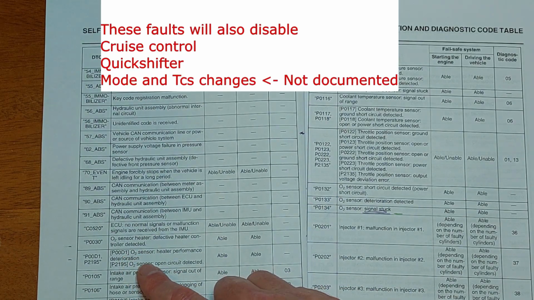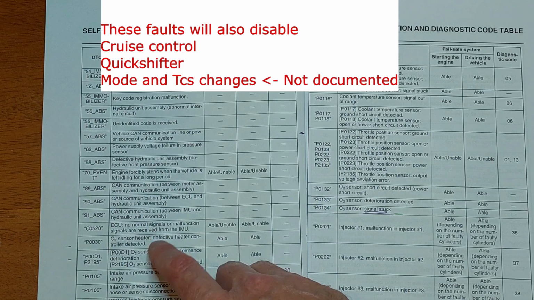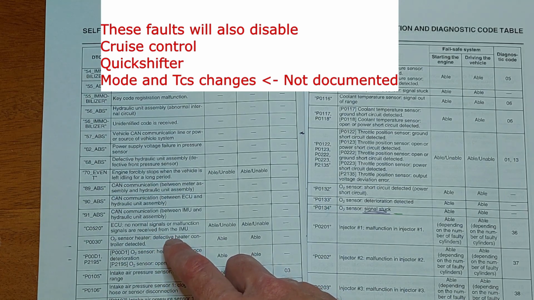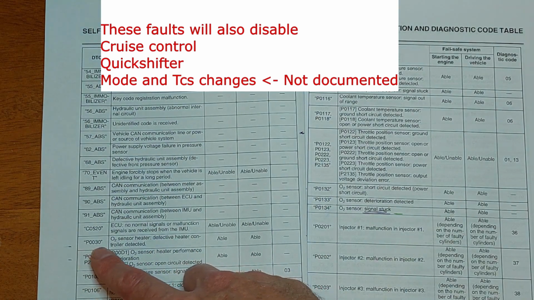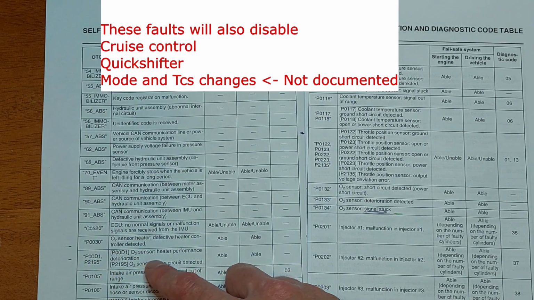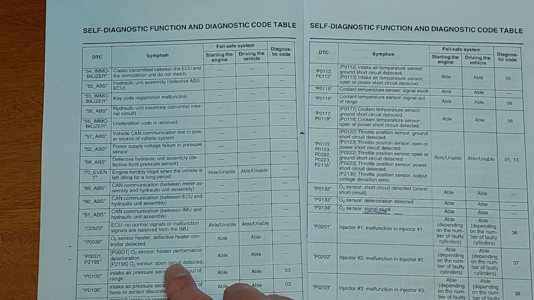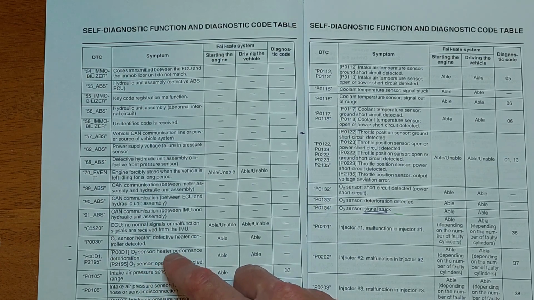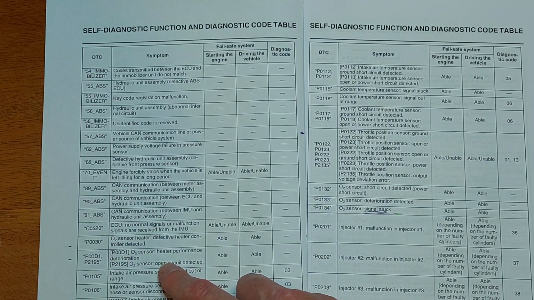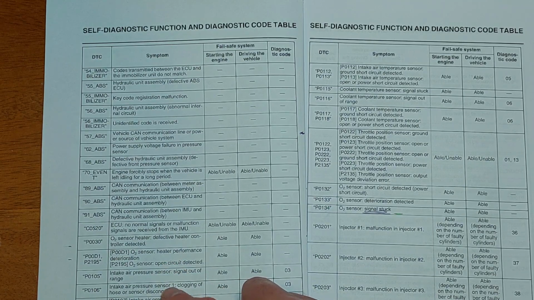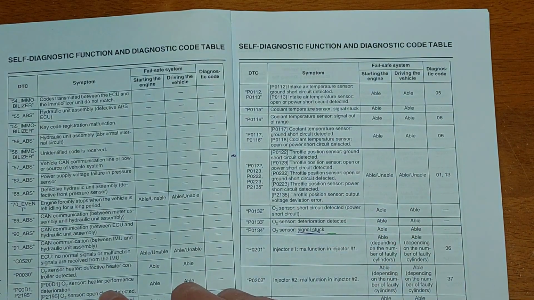The other one, I think this would be at the ECU level, is 0030. This one is heater performance deterioration, and specifically open circuit detection. So I think this is if the resistance is too high or too low. So that's the heater ones.